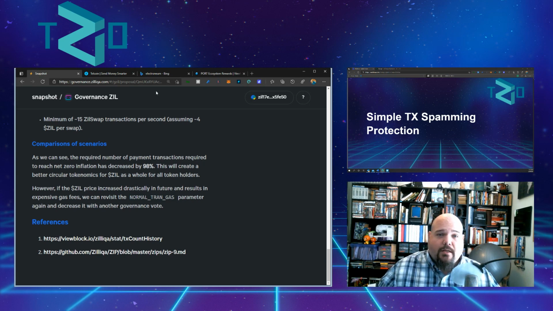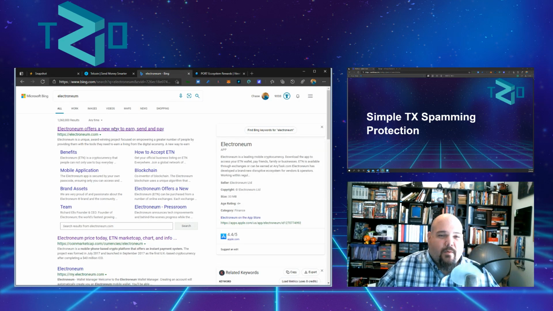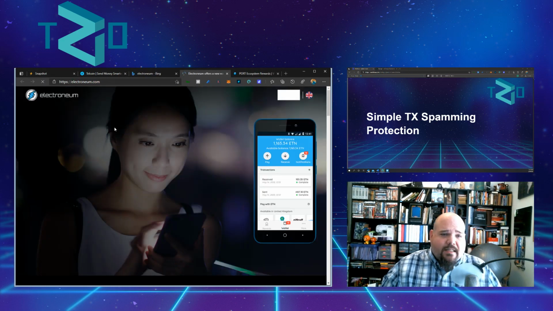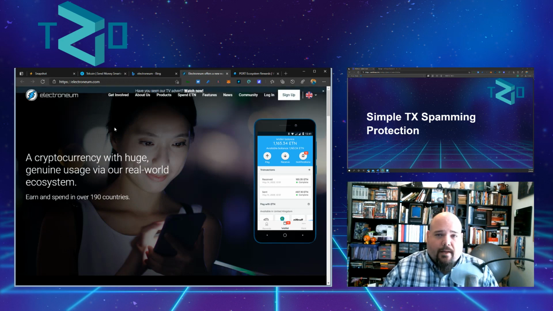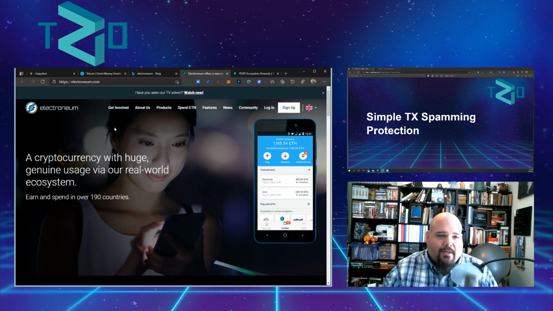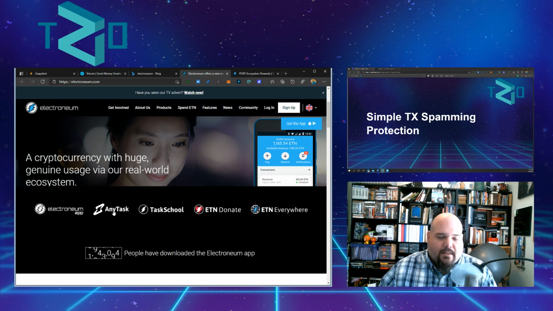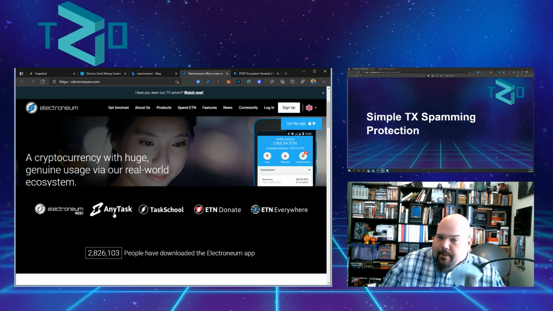One of my first coins I was involved with was Electroneum, and it's still around. Zilliqa has worked with Electroneum. I don't have any information from the Zilliqa or Electroneum teams, but I know they've worked together at some point, at least had communication. Not on blockchain necessarily, but Zilliqa did give away credit on Electroneum's job board, this AnyTask right here. Sometimes I'm a little bit harsh on Electroneum. I currently don't hold any. I used to. I'll put that disclaimer out there.